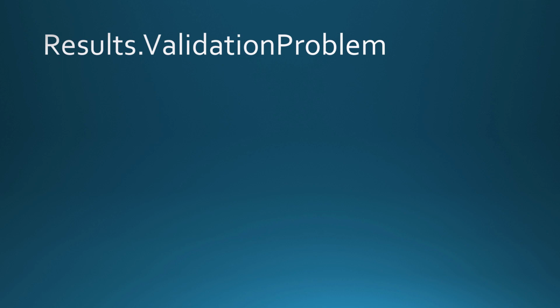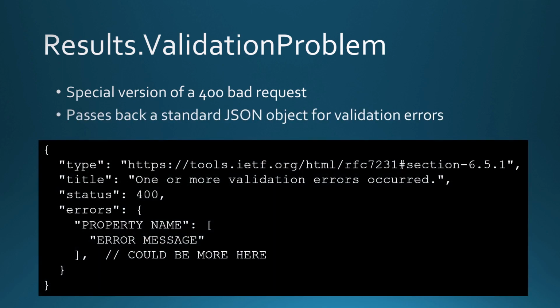But when you make that call, what we want to do is pass back a Results.ValidationProblem. This is a special version of a 400 bad request. It passes it back as a standard JSON object for validation errors, because that dictionary gets then put into the errors property that you see here with the property name and then the string array. And it'll have a series of these. There'll be as many as we have validation errors in our object.